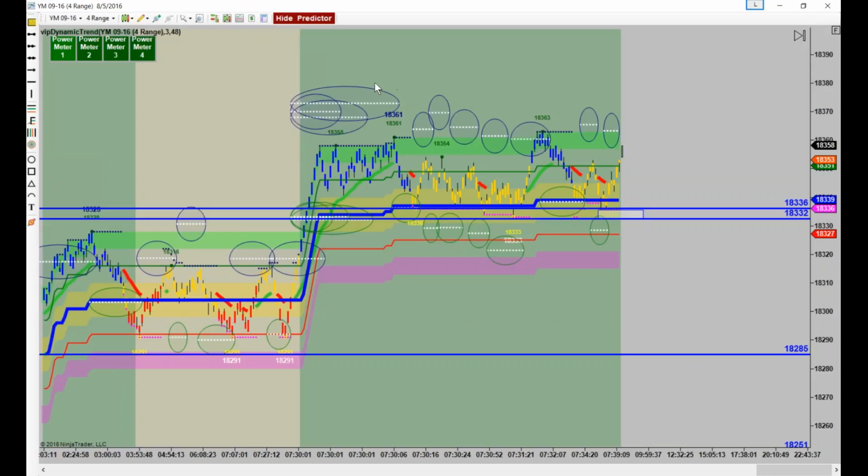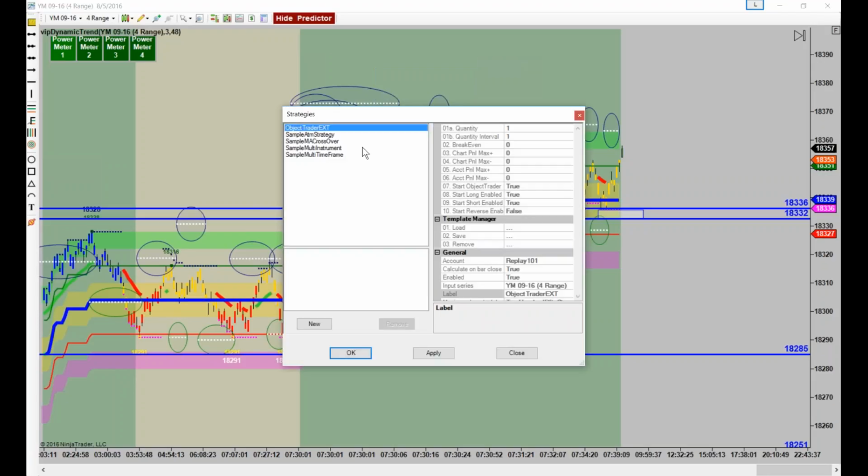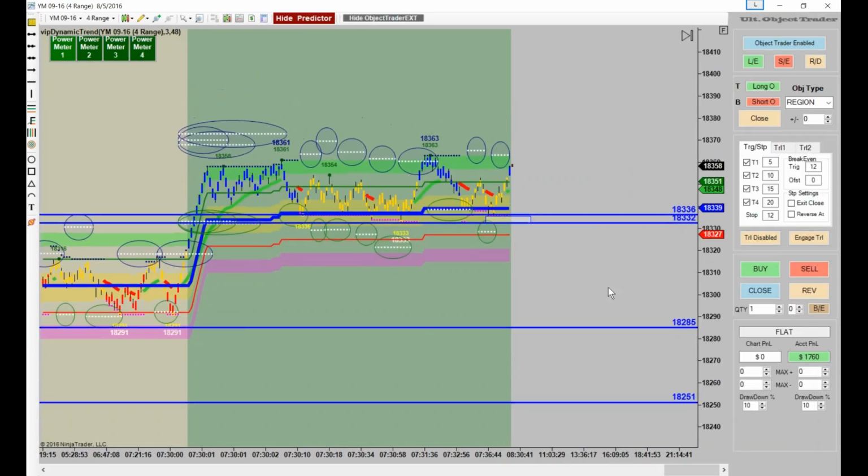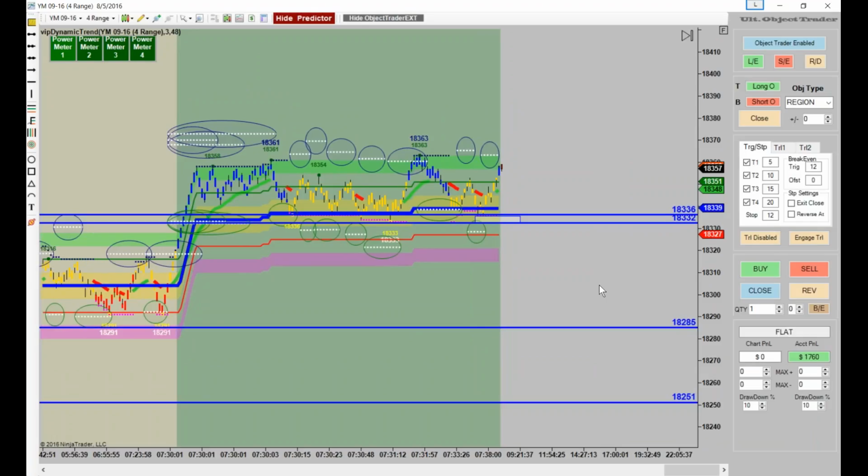Now, as far as that goes, if you wanted to, this is a little gutsier trade right here. Well, it's too late now, but it just broke that swing. You can wait for a little consolidation patch and buy it. Let's see if we can get one.